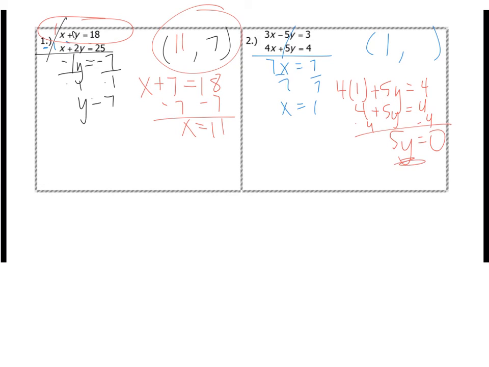Well, what does y have to equal if it multiplies equals 0? It has to be 0. So there is your coordinate pair.